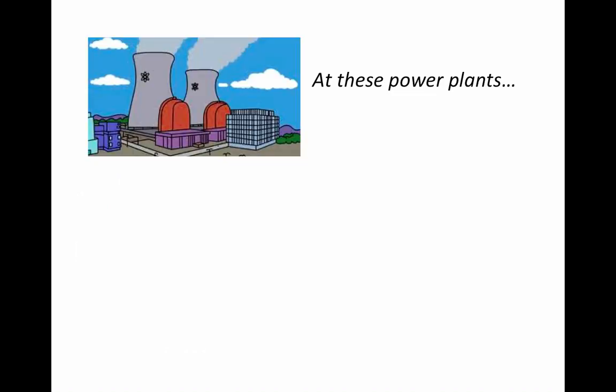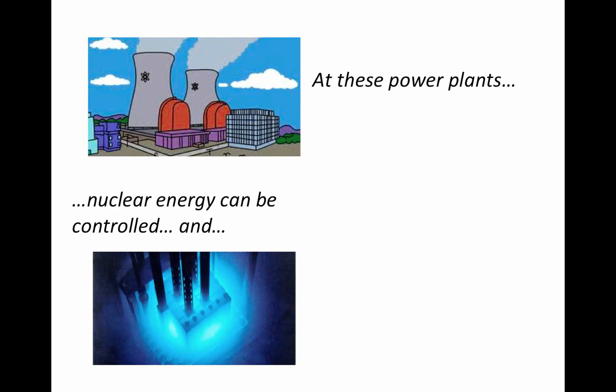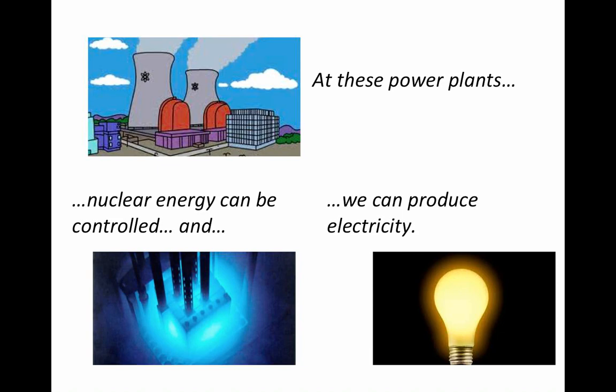So let's summarize. At these nuclear power plants, nuclear energy can be controlled, and by controlling this energy, we can produce electricity. We're about to move on to our next question. Please take a minute and make sure you filled in the answers in your guided notes on page 14.